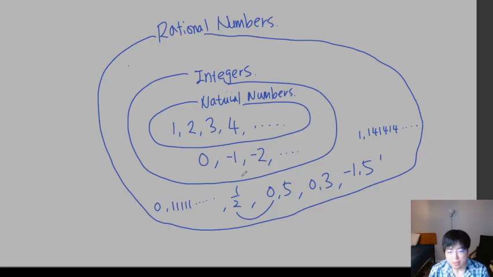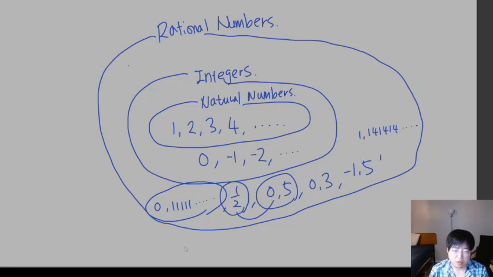So if you notice the pattern, the rational numbers have two forms. So first of all, either it's written in a fraction form or in a decimal form. And when it's in decimal form, again, it has two types. So one type is a number that ends, like 0.5, 0.3, -1.5. And the other case is 0.11111, it goes forever, or 1.141414, it goes forever.